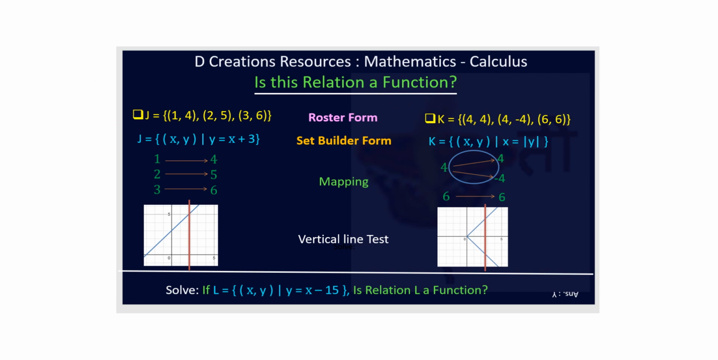If you have understood this, what is a test to check whether you have understood it? Please solve this. If L = {(x, y) such that y = x - 15}, is relation L a function? So L is the relation here. You can do it either by mapping or by trying the vertical line test. Of course the answer is given to you here, but I would suggest that you do it on your own. Pause the video, do it on your own, and then look at the answer. So this is how we check whether any relation is a function.